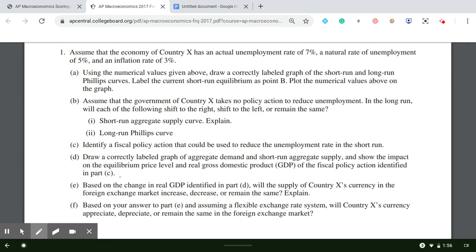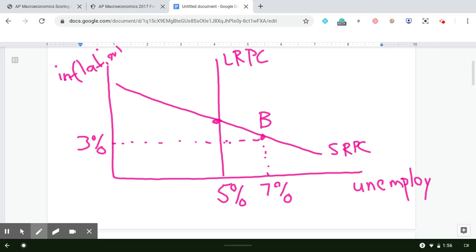Assume the government of X takes no policy action to reduce unemployment in the long run. Which of the following shift to the right, shift to the left, or remain the same? Explain. Short run aggregate supply curve, explain. We want to come back to this long run place, but it's the expectations around the inflation rate that are going to bring us back to that.